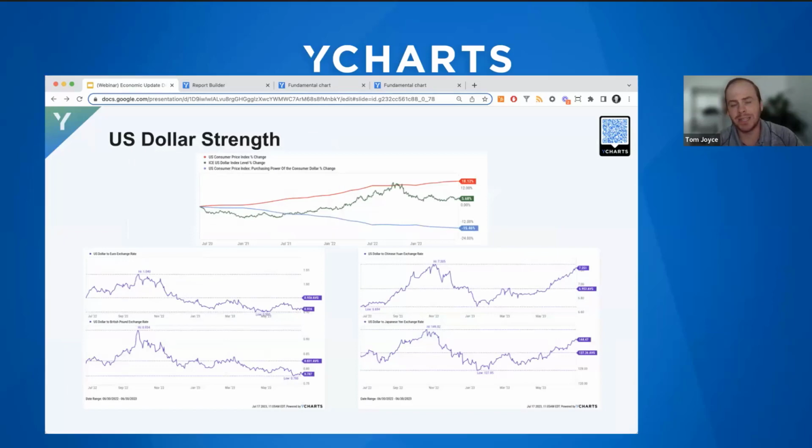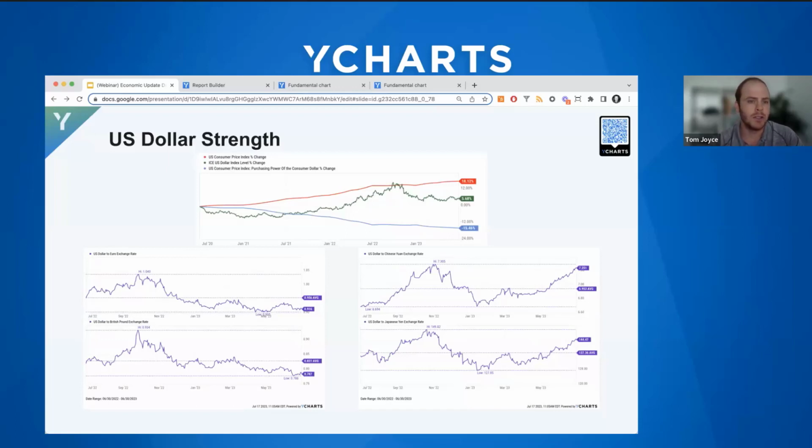And then on to US dollar strength. So towards the top chart here, we've got the US CPI in red, the US dollar index in green, and then CPI purchasing power in blue. And this is over the trailing 3-year period. So we're seeing the purchasing power of the US dollar has decreased over 15% over the last 3 years due to those high inflationary pressures that we're experiencing.